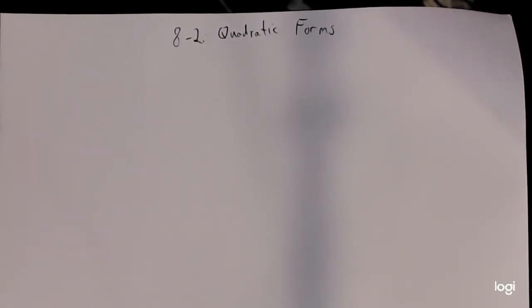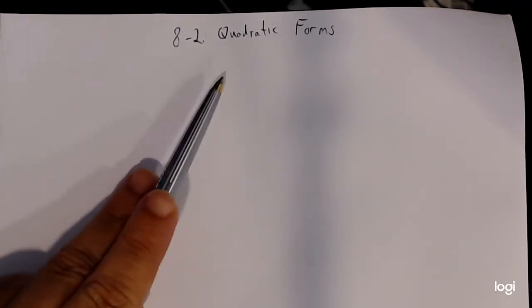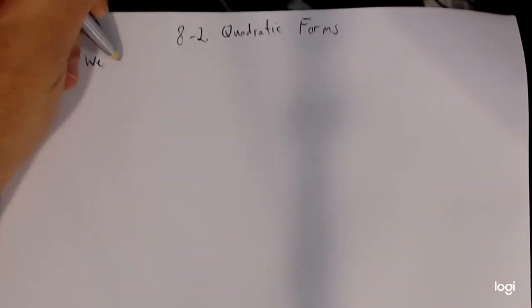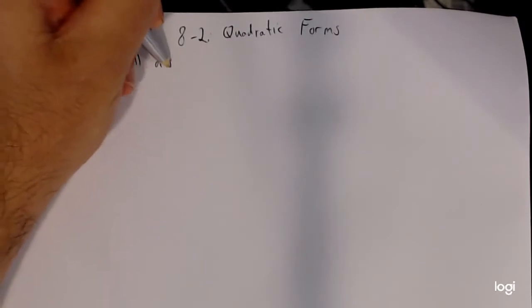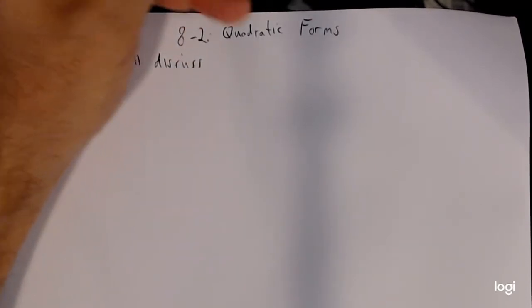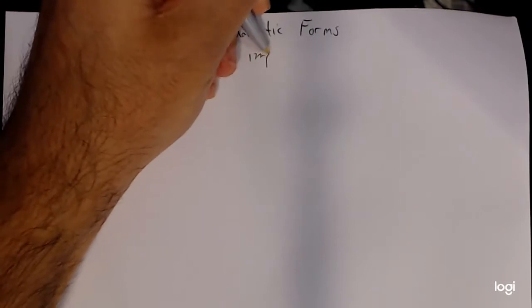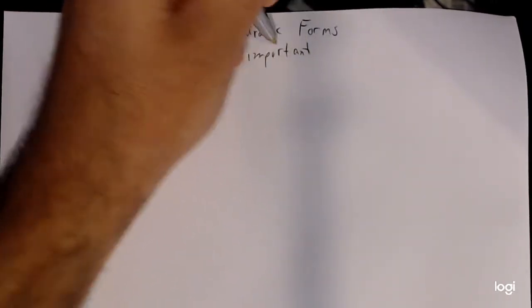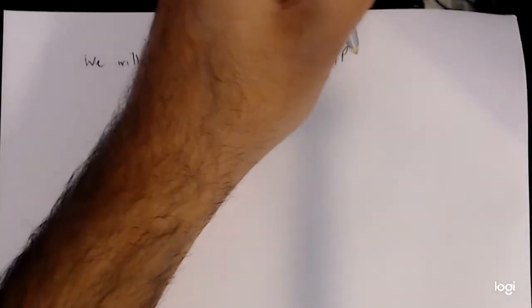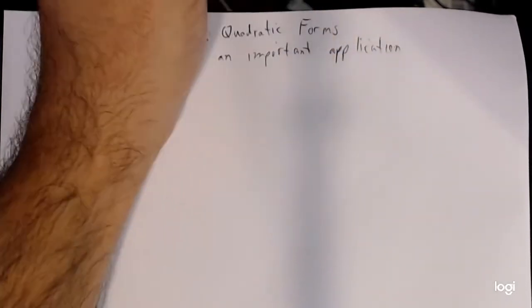Okay, so what we're going to do is start off with a section that I find very interesting, because if you think about what we've done in this class the whole year, we've dealt with linear transformations, or transformations that are linear. In this section we're going to focus on quadratic forms, and more importantly, we will discuss an important application of the spectral theorem.